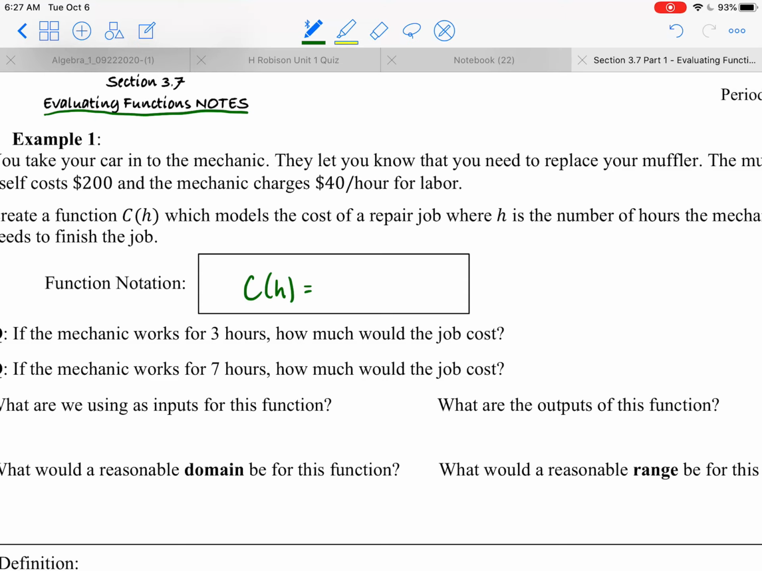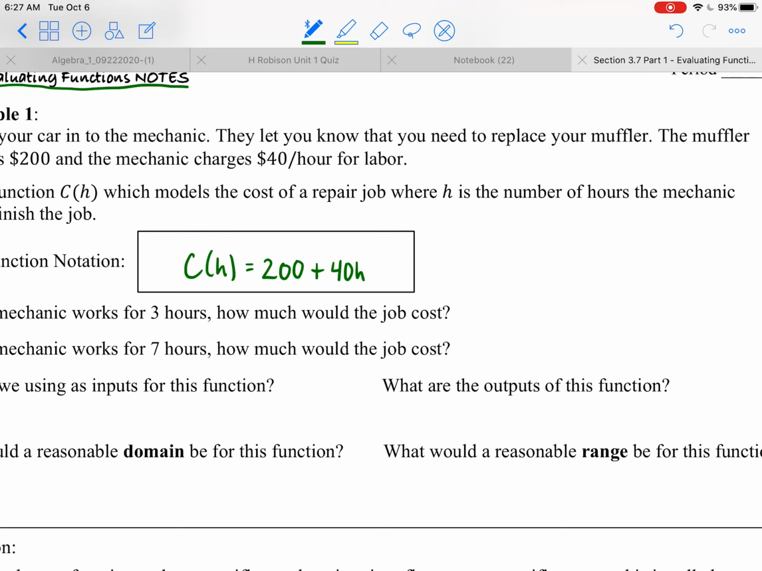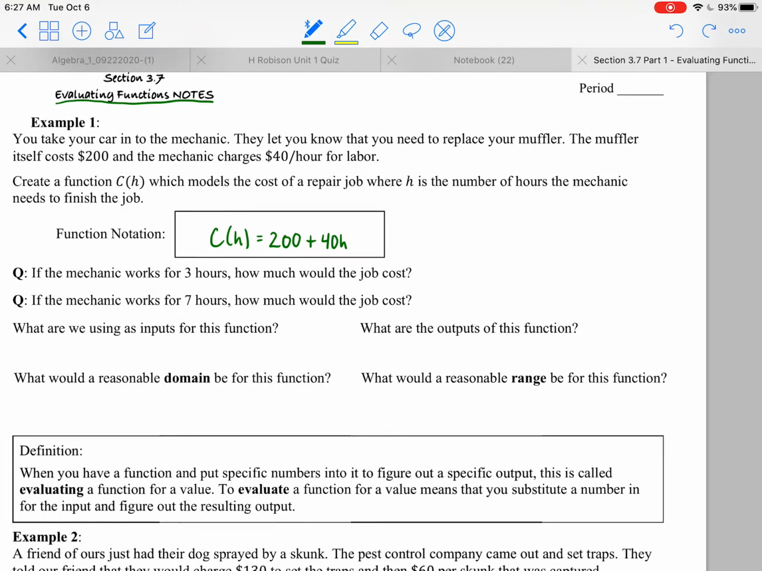So the cost as a function of the number of hours is going to be $200, because that's how much the muffler itself is. That doesn't change. Plus, we're going to have to pay $40 for every hour that they're working. So I think it makes sense to take 40 and multiply it by H, because H is the number of hours. So 200 plus 40H would give us a reasonable expression for how much it's going to cost overall. You could also say 40H plus 200, if you want to switch these around. I think it makes sense to start with the 200, but the other way is not wrong.